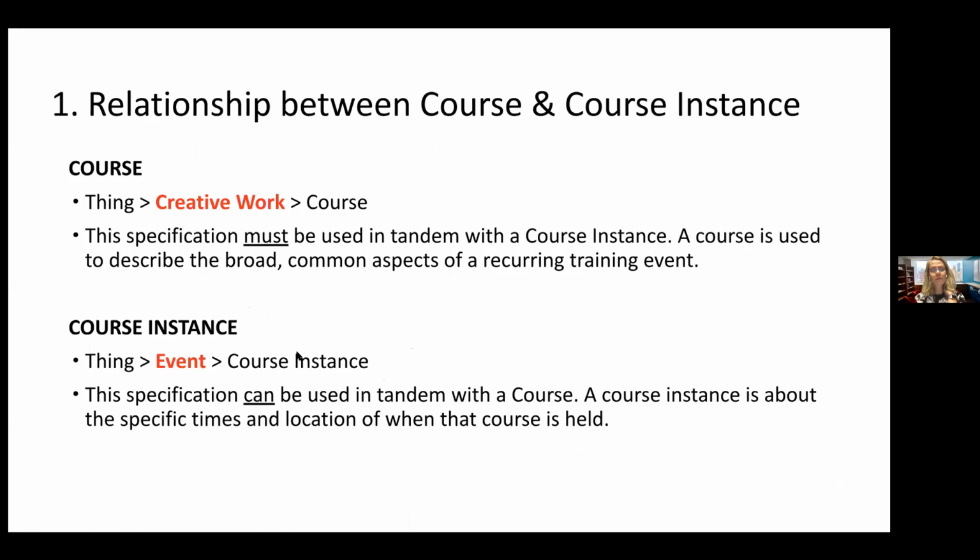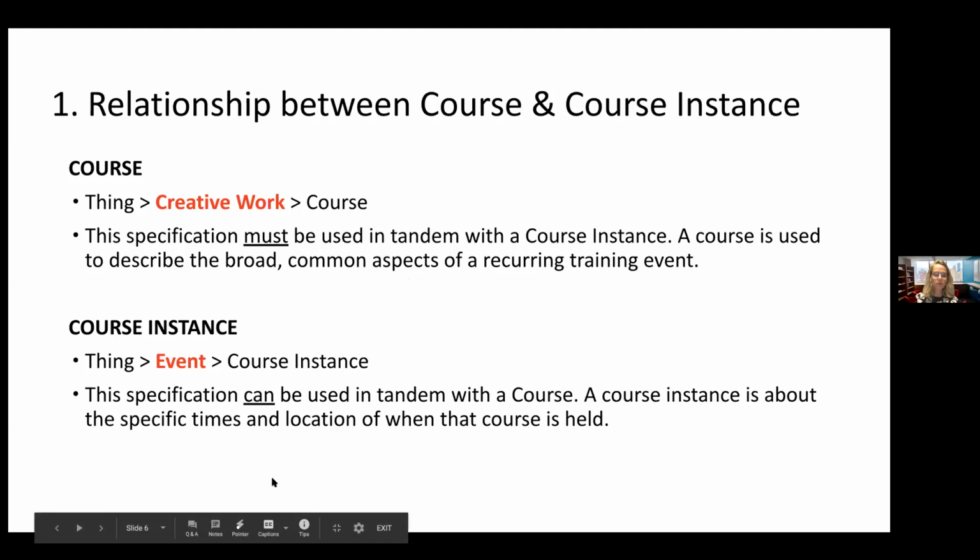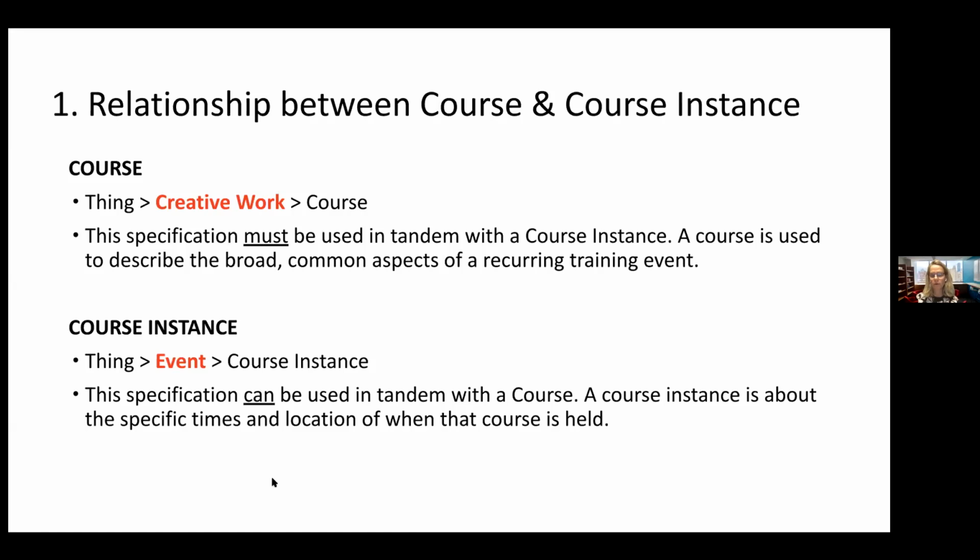So one of the first issues was the relationship between course and course instance. Course is a creative work. It is a specification that must be used in tandem with CourseInstance, and it describes broad common aspects of a recurring training event. CourseInstance is the event of that creative work, and this specification can be used in tandem with a course. A course instance is about a specific time and location of when a course is held.